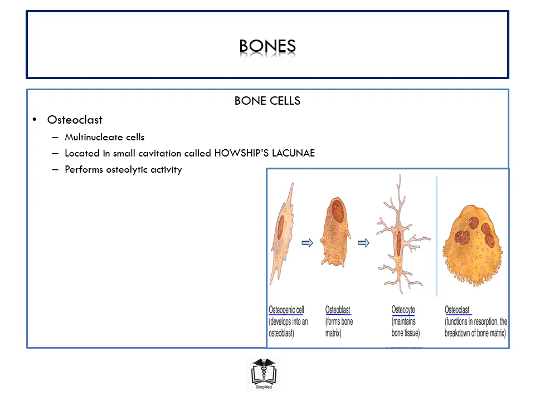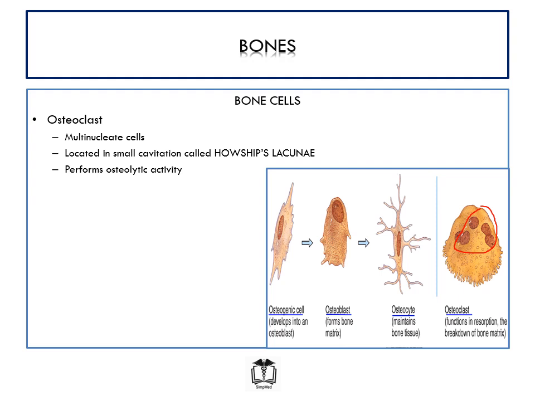The third bone cell is the osteoclast. Osteoclasts are multinucleated cells. As you look at this, they have multiple nuclei found within them. They are multinucleated bone cells. They are located in small cavitations known as Howship's lacunae. So they are also found in lacunae, but these are smaller compared to those of the osteocytes. They are also involved in performing osteolytic activity.